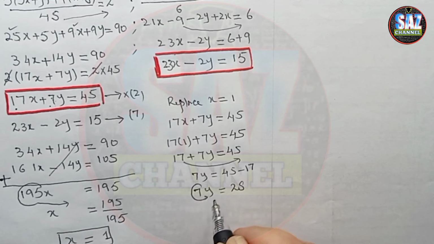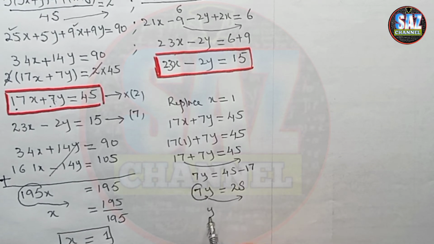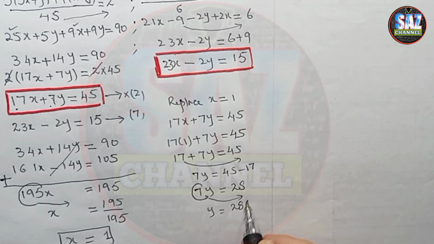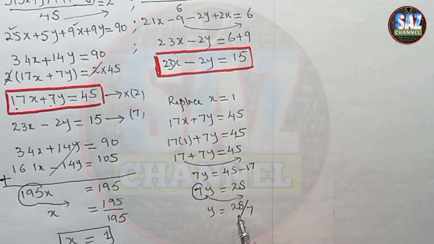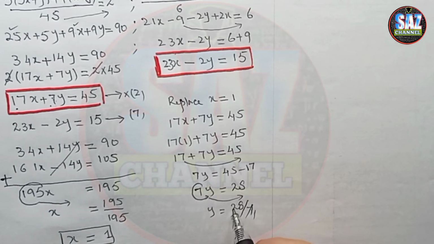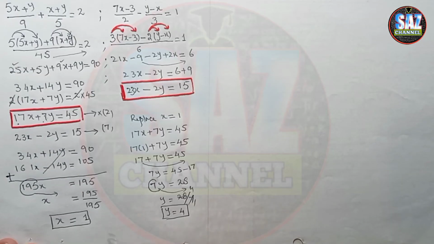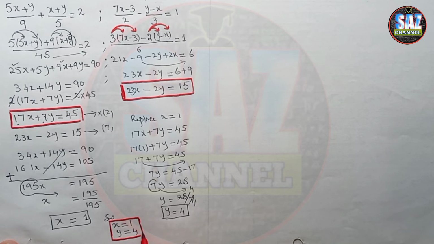Shift this 7 to the other side. y equals 28 by 7. 7 ones are 7, 7 fours are 28. y equals 4. So the solution for this situation is x equals 1 and y equals 4. I hope you are clear about this problem, and let's quickly move to the next question.